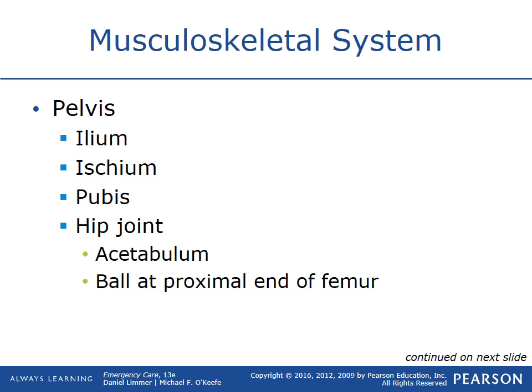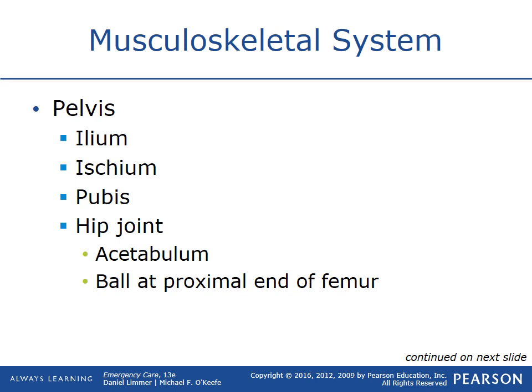So the pelvis, next part of the musculoskeletal system. The parts of the pelvis, the bony parts, are the ilium, the ischium, the pubis, the hip joint, and connecting into the hip joint is the very top of that leg bone. It's called the acetabulum. It's the round part that actually fits into the pelvis.